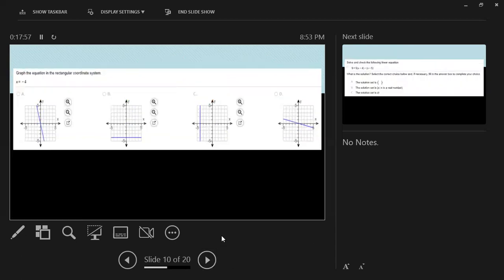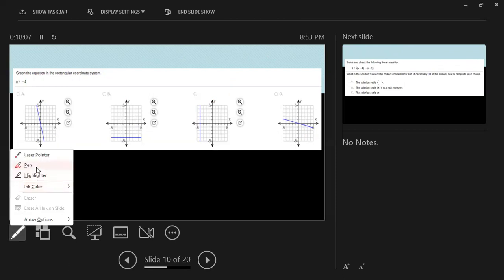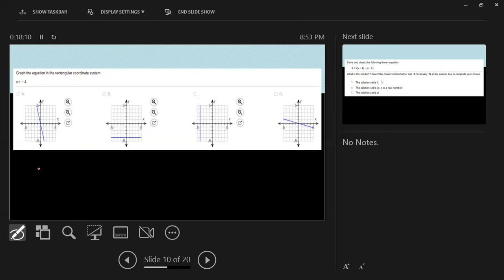All right, so for this item, we want to graph the equation in the rectangular coordinate system. So we have x is equal to negative 4. Don't forget, if you can recall when we did our homework, we indicated that if x is equal to a value, so here I have x is equal to negative 4, that tells me that this will be a vertical line. So that means that you will go on the x-axis, put a point at negative 4, and draw a vertical line. And the only one that's like that will be C.